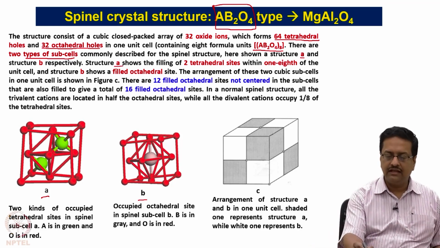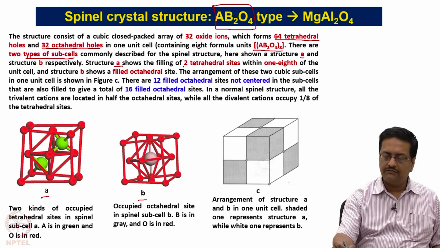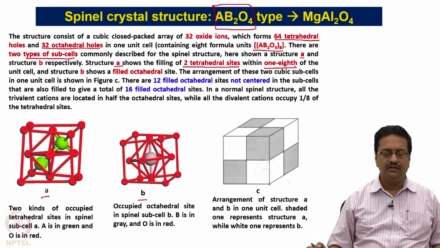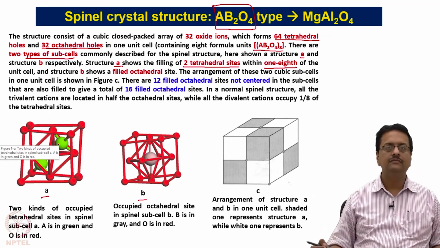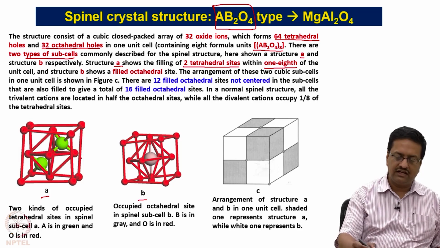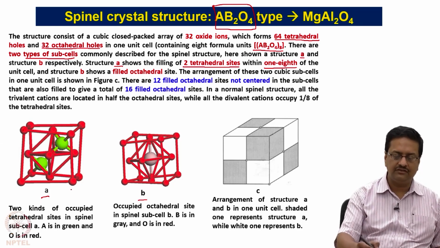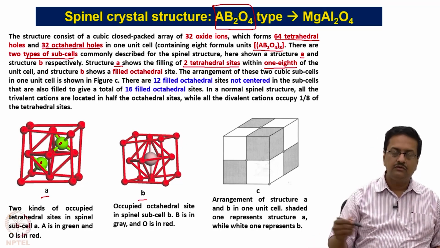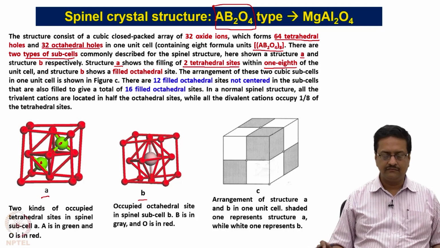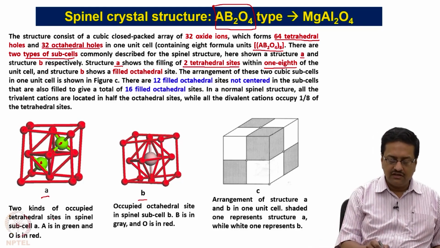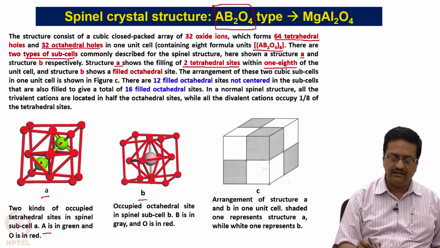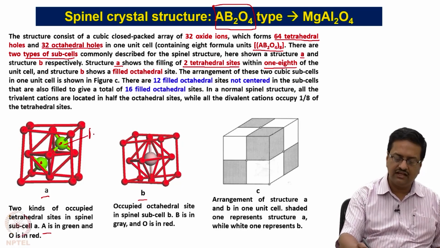In case of structure A, we have two tetrahedral sites within 1/8 of the unit cell occupied. So, the oxygens are occupying the face centered lattice positions in this 1/8 of structure, and then inside you have two cations present in that. So, here there are two kinds of occupied tetrahedral sites in spinel subcell A. So, the atom A or the cation A is represented as green. So, this is the cation A.